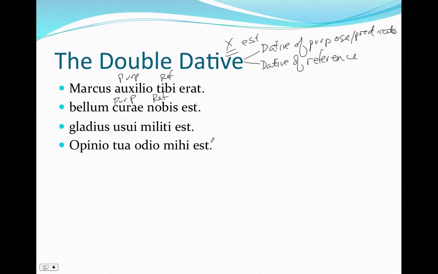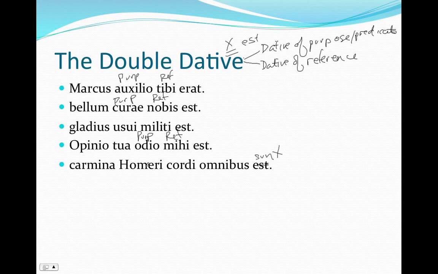Opinio tua odio mihi est. Your opinion is hateful. It is for a hate for me. Right? Your opinion is hateful for me, to me. Here's our dative of purpose and our dative of reference. Carmina Homeri cordi omnibus est. This should be sunt. The songs of Homer are dear to. Literally, they are for a heart. For all. They are dear to all.